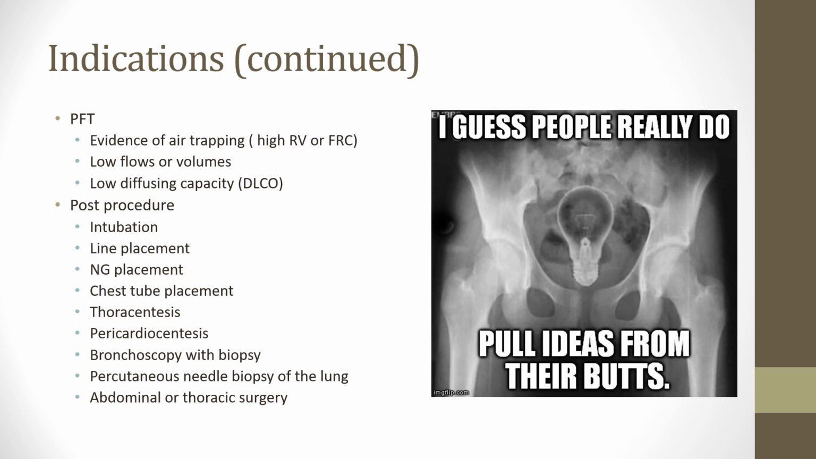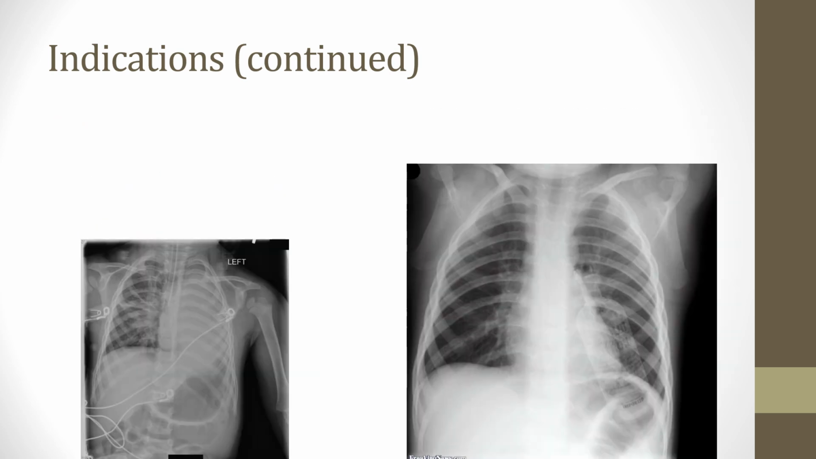Intubation, line placement, chest tubes, post-thoracentesis, obviously pre-thoracentesis, otherwise how do we know? Pericardiocentesis, right? Make sure we didn't destroy anything there. Bronch with a biopsy, we already talked about that. A needle biopsy of the lung, like an open lung biopsy. And finally, anything that involves abdominal or thoracic surgery, they're going to do an x-ray just to make sure everything's still looking good.